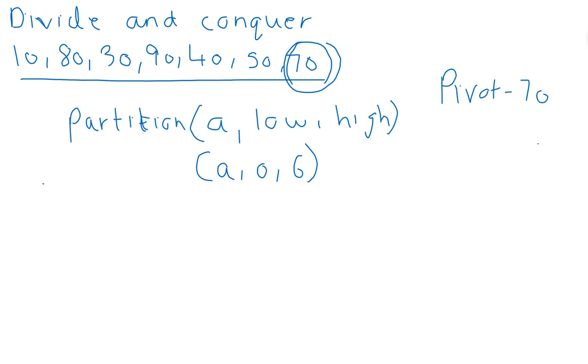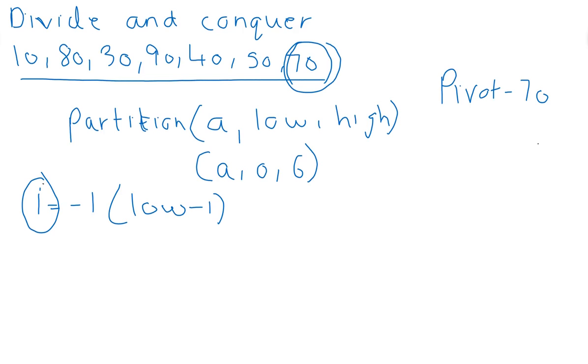Now I'm going to choose one index, i. This index will be -1, or you can also say low - 1. Now remember this index: all the elements to the left of this index, including this element itself, will be less than or equal to pivot, and all the elements to the right side of this index will be greater than pivot. So that's our index i.